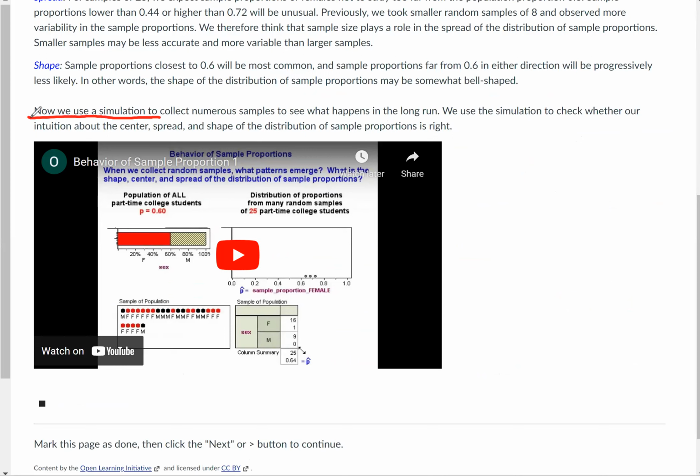we use a simulation to collect numerous samples to see what happens in the long run. We use the simulation to check whether our intuition about the center, spread, and the shape of the distribution of sample proportions is right.